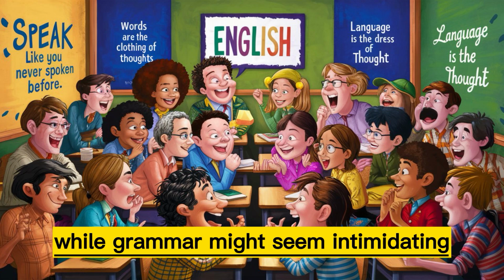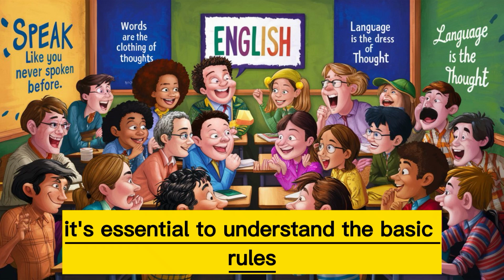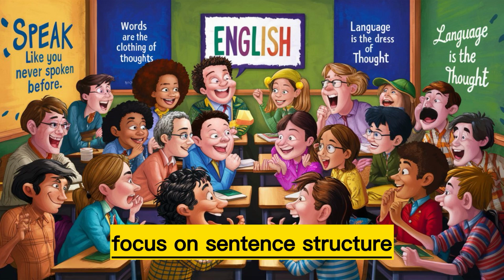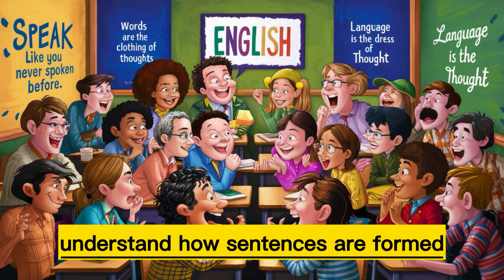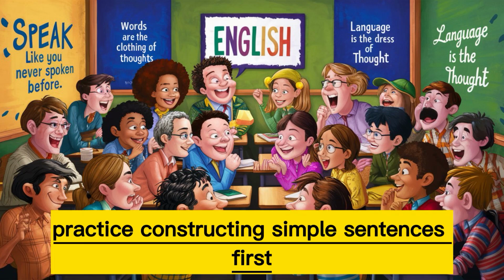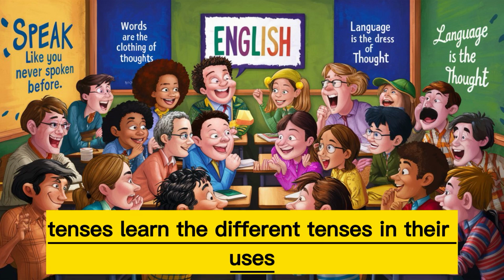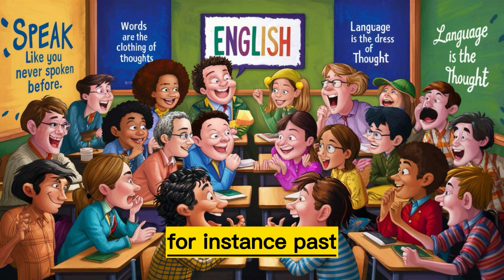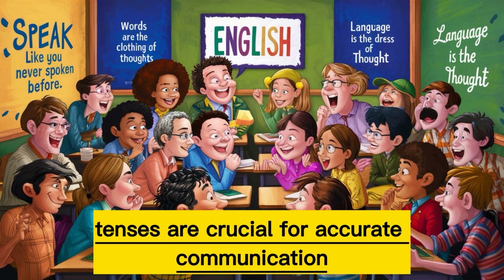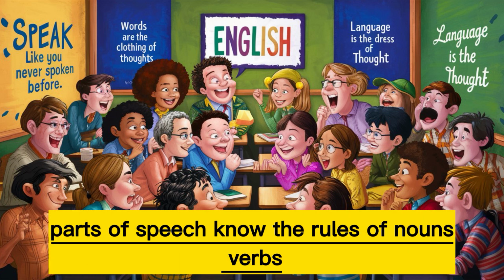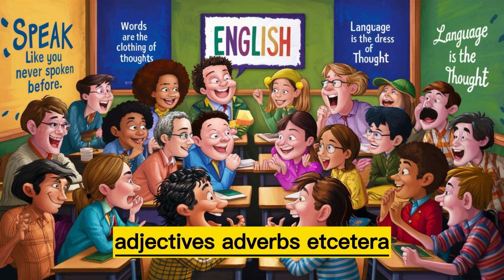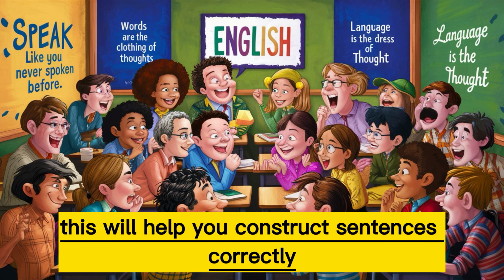While grammar might seem intimidating, it's essential to understand the basic rules. Focus on sentence structure. Understand how sentences are formed. Practice constructing simple sentences first and gradually move to complex ones. Tenses. Learn the different tenses and their uses. For instance, past, present, and future tenses are crucial for accurate communication. Parts of speech. Know the roles of nouns, verbs, adjectives, adverbs, etc. This will help you construct sentences correctly.